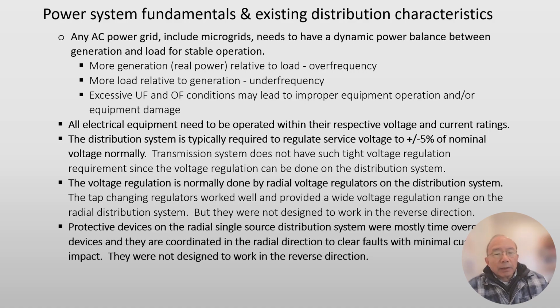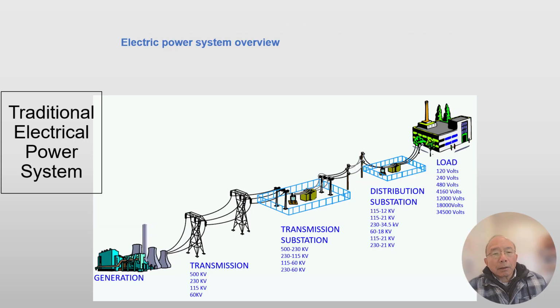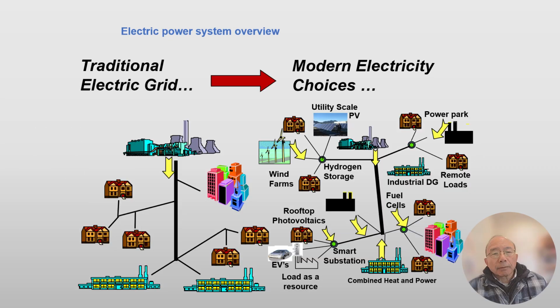Protective devices on the radial distribution system were mostly time overcurrent devices, and they are coordinated in the radial direction. They were not designed to work in the reverse direction. Here is a representation of the traditional electric power system. And here we show the transition from the existing grid to the new grid with a lot more generation resources all over the place. It's a lot more complicated.